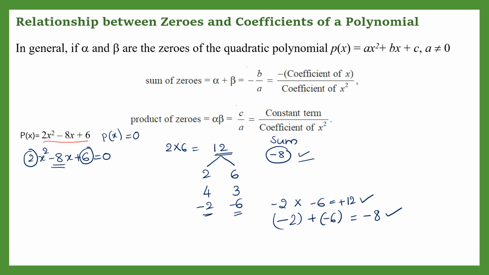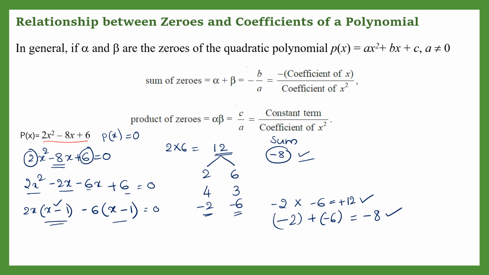So split the middle term. Minus 8x can be split into minus 2x minus 6x, plus 6, equal to 0. From 2x square and minus 2x, you can take 2x as common. You will get x minus 1. Here you have 6, here it is minus 1, so you will take minus 6 common. You will get x minus 1, which is equal to 0.